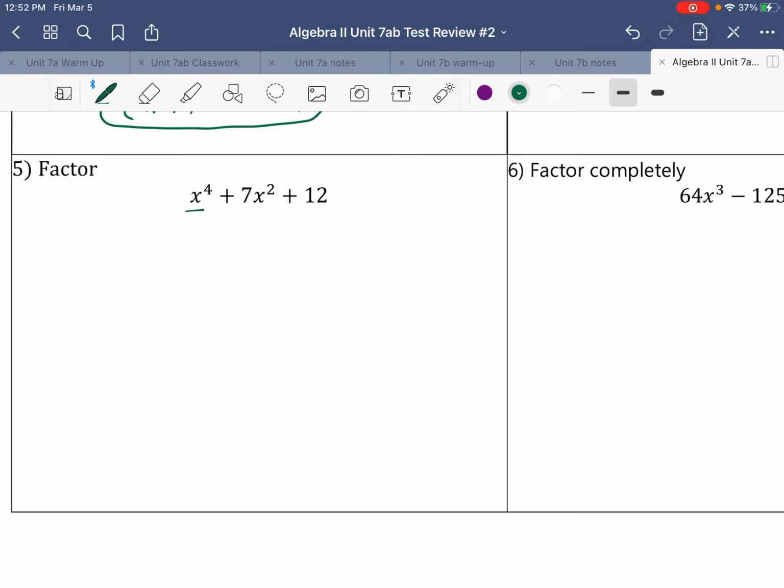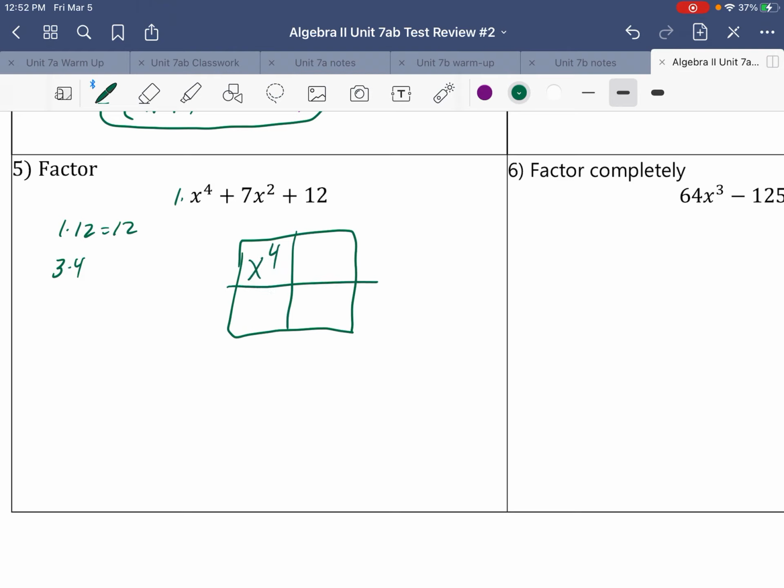All right, I see a trinomial, 3 terms. So that's telling me we need to do a times c. So 1 times 12 is 12. What two numbers multiply to 12 that add up to 7? And that's 3 and 4. Punnett Square.